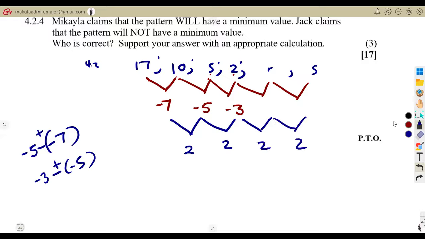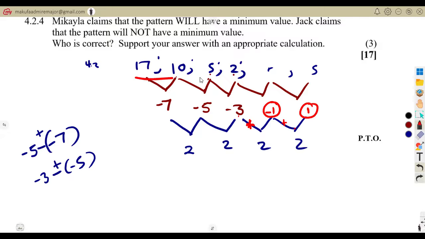So you can even find these terms which are following. If there's a difference of 2, guys, minus 3 plus 2 is what? If you add these two, minus 3 plus 2 is minus 1. Minus 1 plus 2 is 1. These are the numbers that we have in this second row.